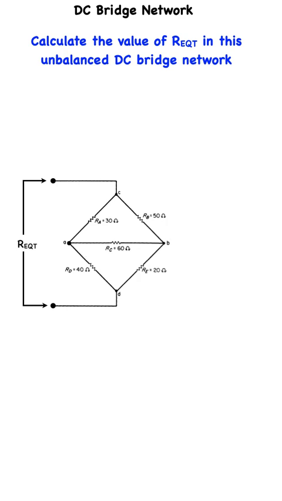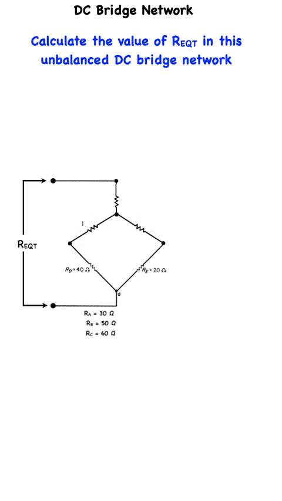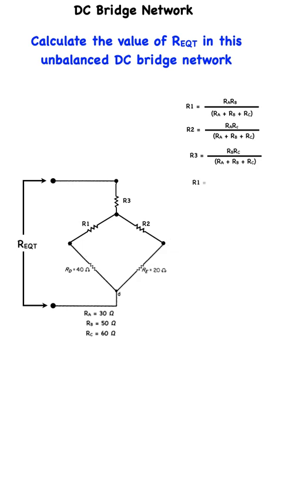But first, in order to keep track of the details, I'm going to move the resistor values down here. The Y connection for the circuit now looks like this, with new resistors R1, R2, and R3, for which the delta to Y conversion formulas are given by these three equations. Substituting the actual resistance values in our conversion equations, we get R1 equal to 12.9 ohms, R2 equal to 21.4 ohms, and R3 equal to 10.7 ohms.